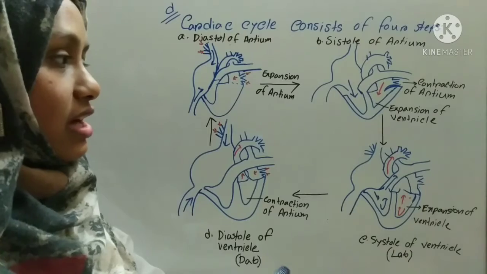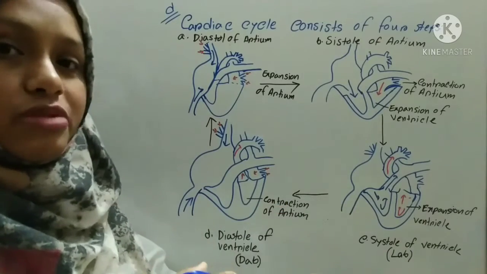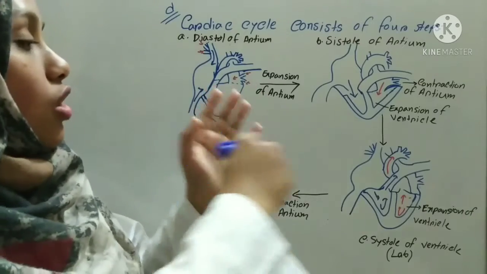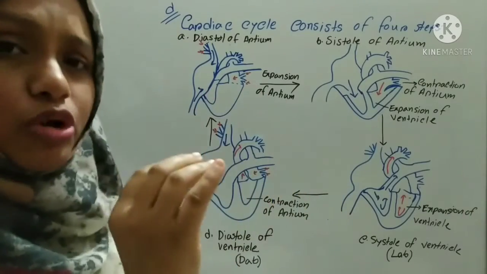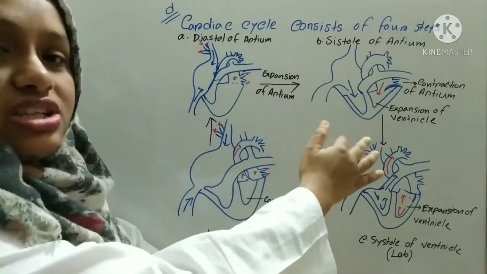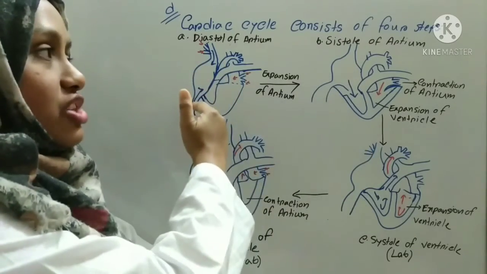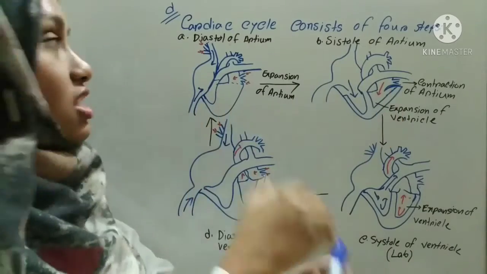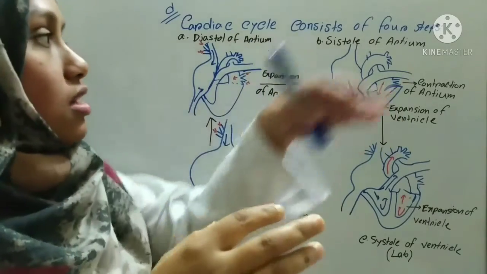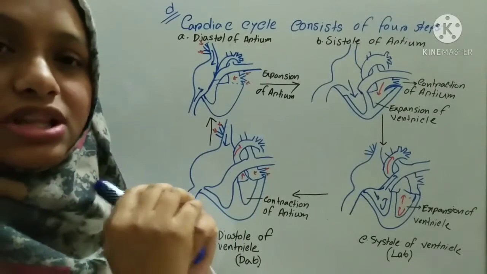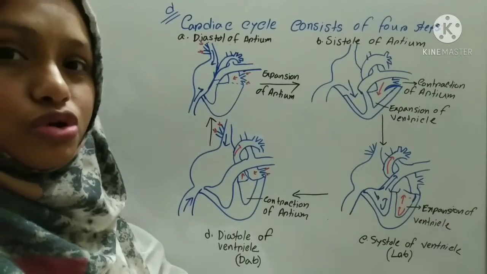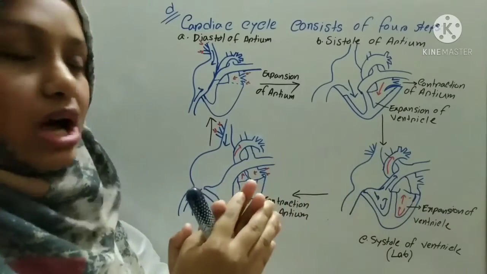So this is the overall figure. If you draw the figure, this question is also much easier for you to write. Here also the most important thing to remember is expansion and contraction. Diastole means expansion, systole means contraction. When diastole of atrium happens, that means the atrium is full of blood. When systole of atrium happens, that means blood goes from the atrium to the ventricle through the tricuspid and bicuspid valve.